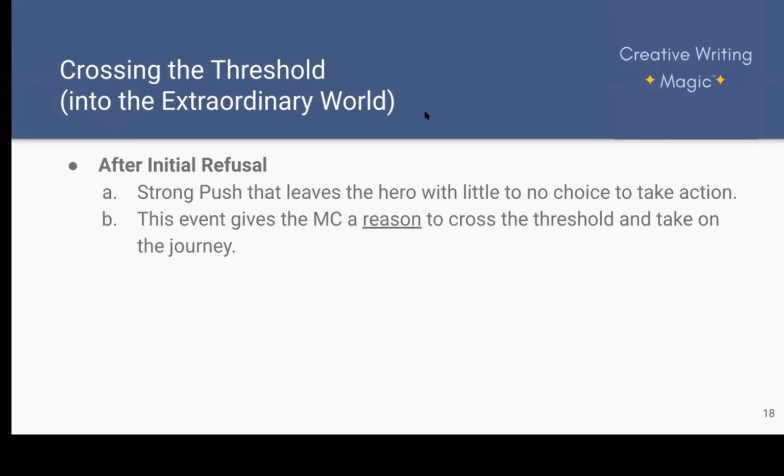Which is where we get to crossing the threshold. So this is crossing the threshold into the extraordinary world. After the initial refusal, our job as authors is to provide a strong push that leaves the hero with little to no choice but to take action and go out into the extraordinary world. So this event gives the main character a reason to cross the threshold and take on the journey.